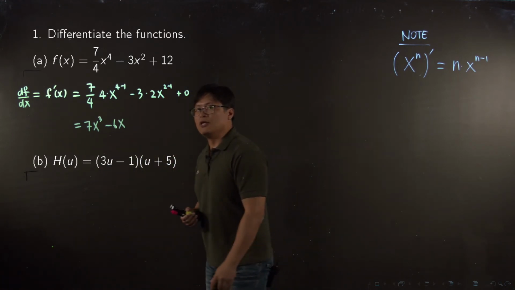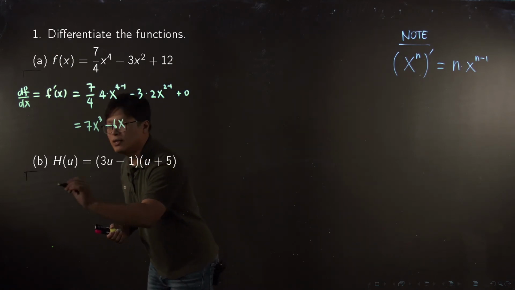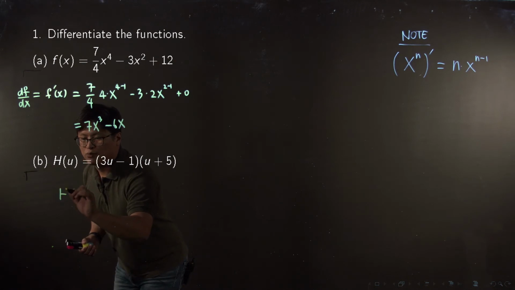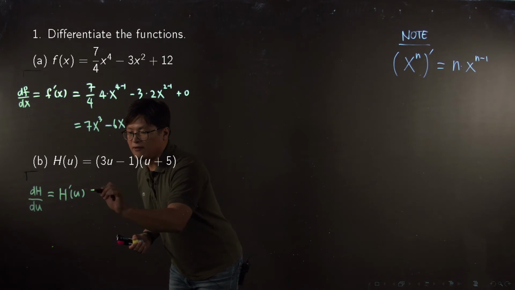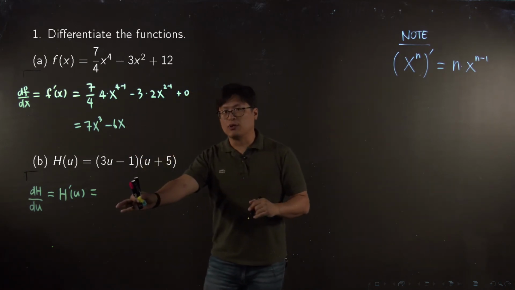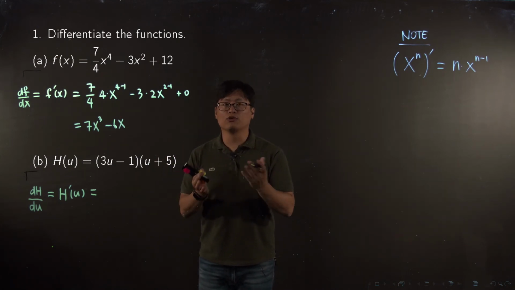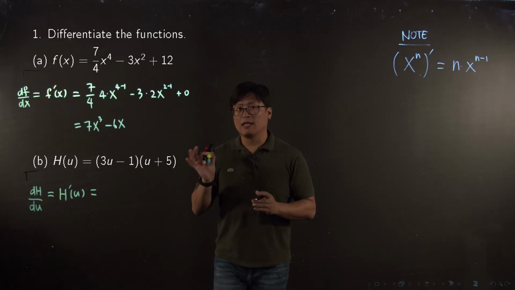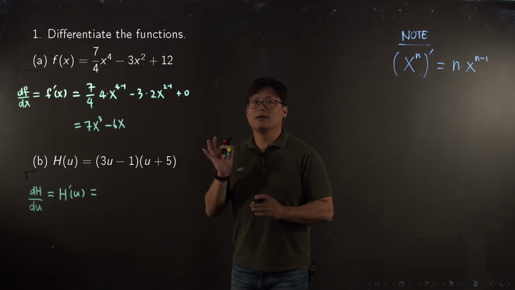What about b? For this case, your dependent variable is h, but your independent variable is u, right? So we can write h prime of u, or in our Leibniz form, we can write dh over du instead. So even if you have a different independent variable, it doesn't matter. It's the same rule. To do this one, I assume you learned everything: product rule, quotient rule, and chain rule. But for this case, the direct derivative is much easier than the product rule.